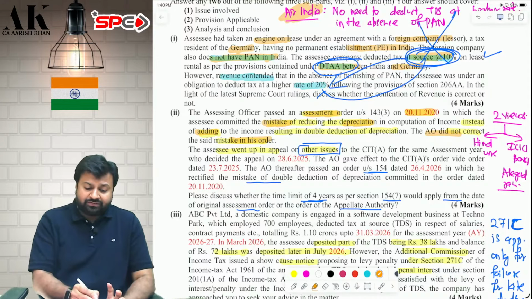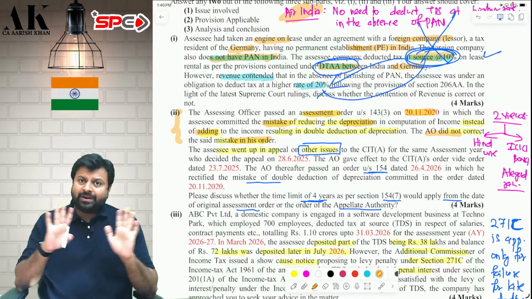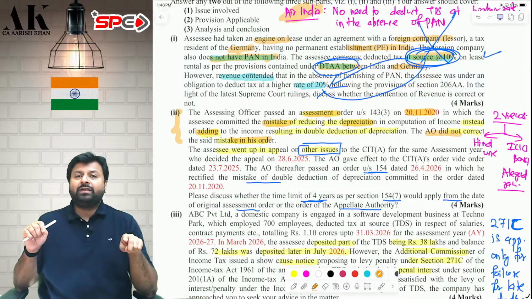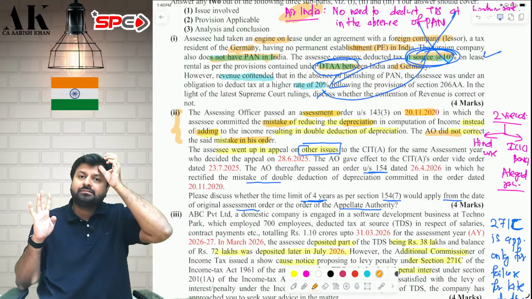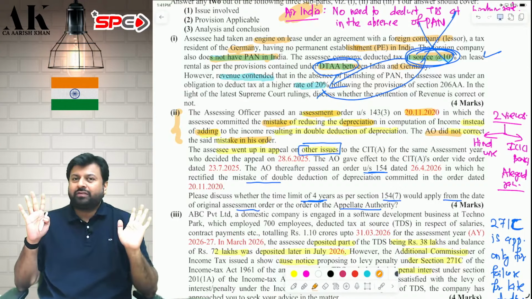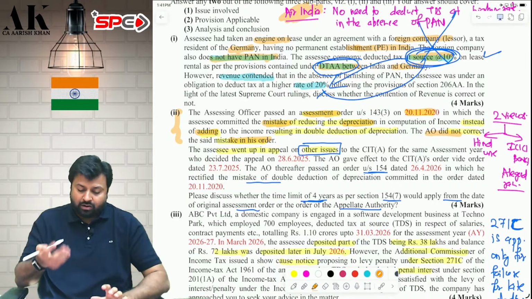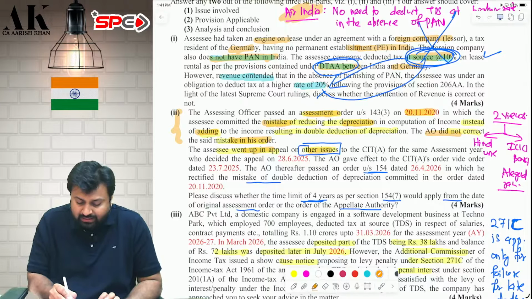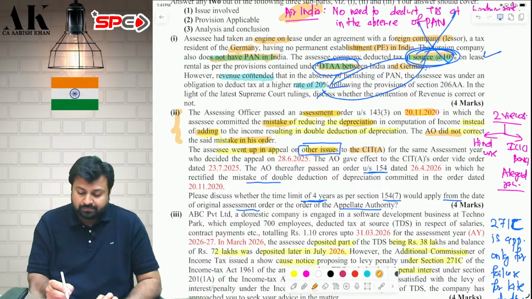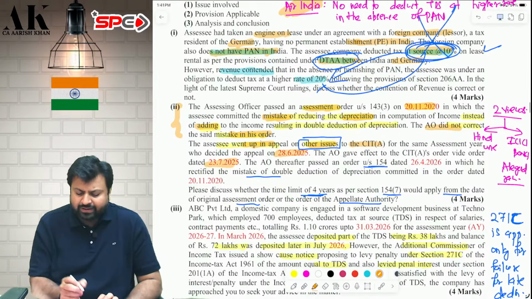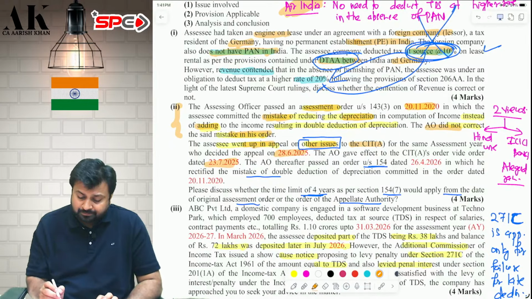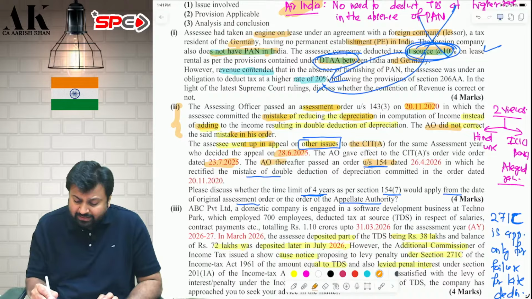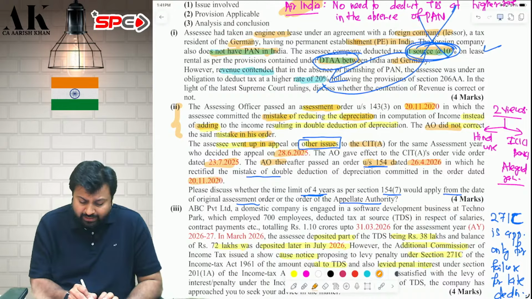So try to understand the first paragraph. Assessment is done. Assessee has made one mistake of reducing depreciation instead of adding depreciation. AO did not find that. AO did not notice that particular mistake. Now, later on, assessee went to appeal for some other issue, not on depreciation. The appeal was finalized on 28th of Jan. The AO gave effect to the appeal on 23rd of July. Now, the AO wants to rectify the mistake on 26th of June and is trying to rectify that double mistake.